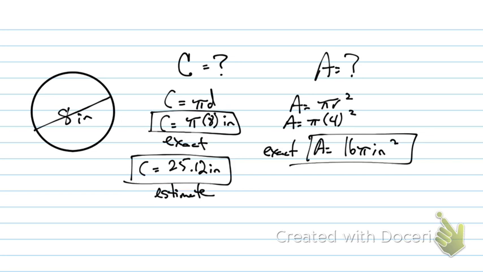And for my estimate, what am I going to use instead of pi? 3.14. It's just close to pi. So 16 times 3.14 in your calculator. That gives me 50.24 square inches. I know you guys have done this before, right?